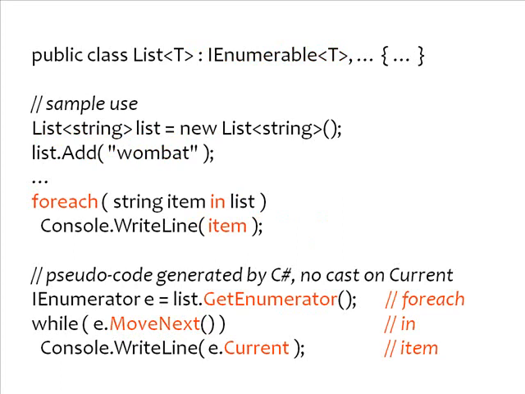So now if I consider List of T, which inherits from IEnumerable of T, I've got the same sample usage with being able to use the foreach syntax to enumerate over the collection. And now in the pseudocode that's generated underneath by the C# compiler, there is no cast for the Current property because it is returning something of the correct type. In this case, we had List of string. So in the bottom line, e.Current returns something of type string.